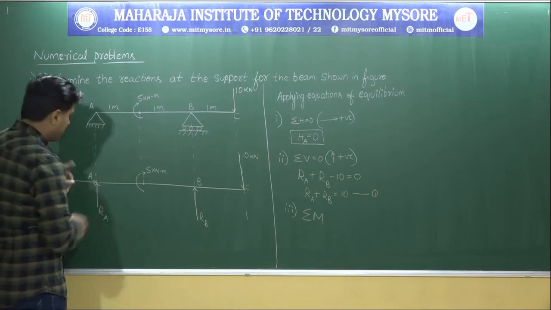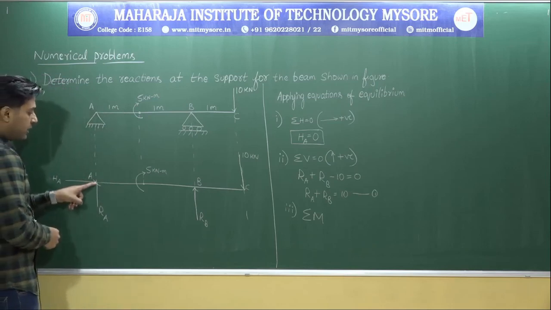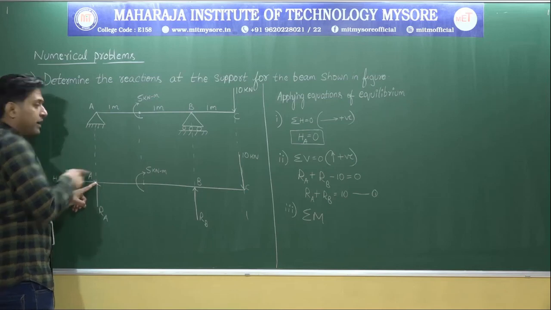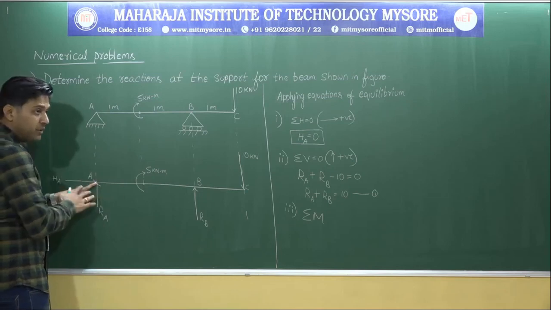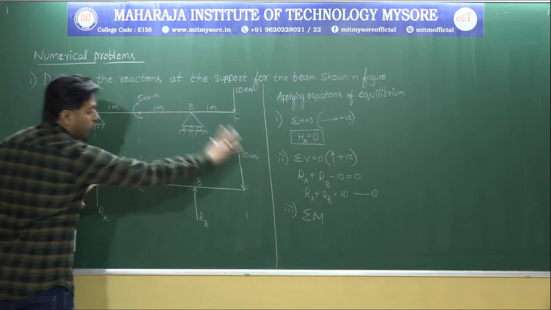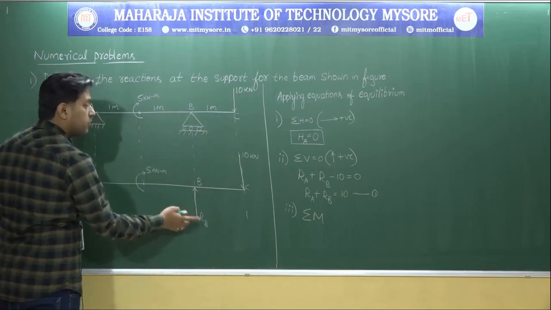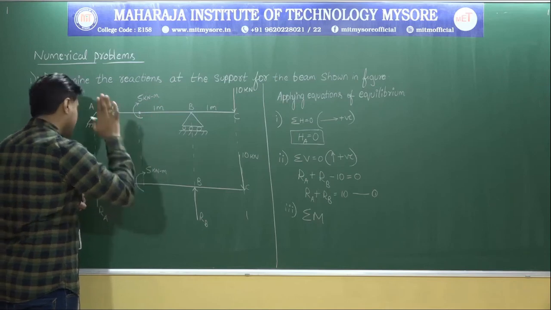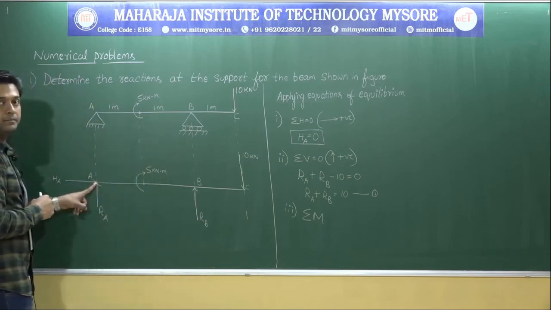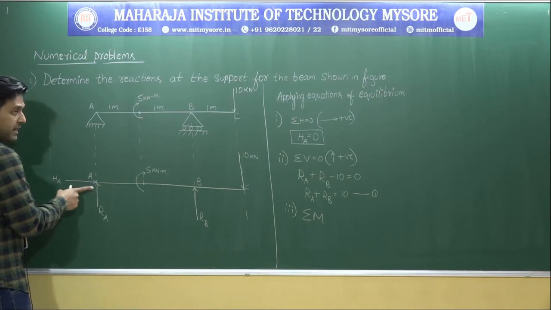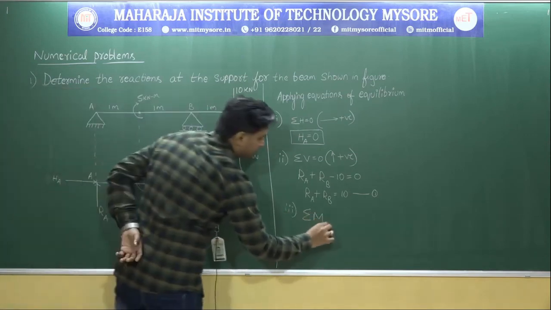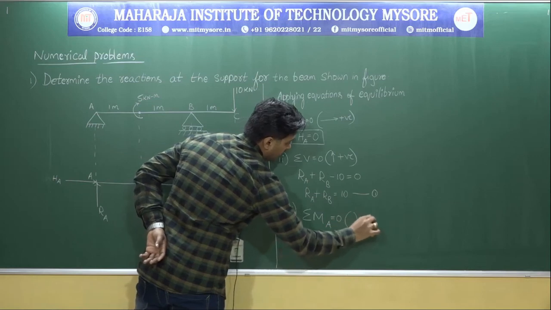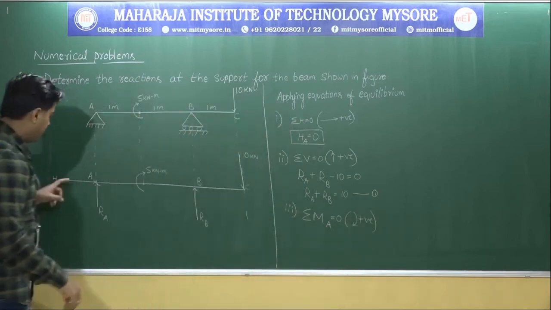Why, sir? The reason is, whenever you take the moment about that particular point, don't you think that the force which is passing through the same point where I want the moment will be 0? So these two forces will be 0. Then the only unknown force will be this. So you will easily get the value. So where you are having the maximum number of unknowns, take the moment about that particular point. Okay. So now as per this diagram, I will be taking the moment about A. Sigma MA is equal to 0. Clockwise direction positive. So let me go one by one.